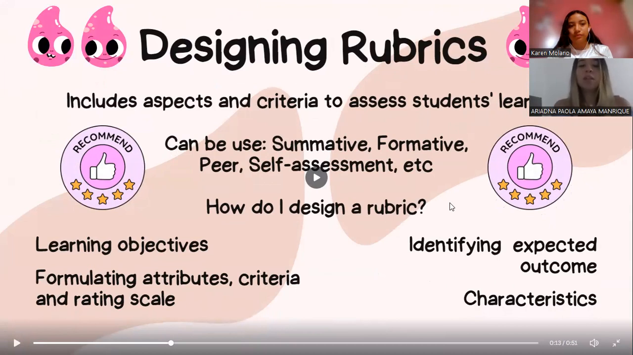So take into account that to design a good rubric, you need to include aspects and criteria to assess students' learning. So it can be used for summative, formative, peer, self-assessment, etc. So you need to include learning objectives, formulating attributes, criteria, and rating scale. And also, you need to identify the outcome and take into account the characteristics that you have in your classroom.